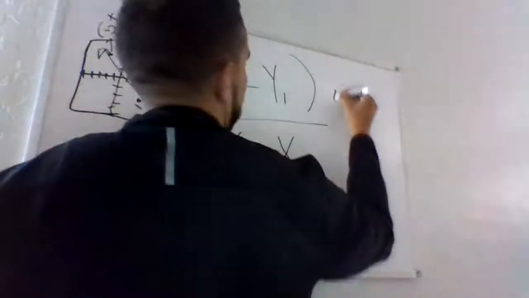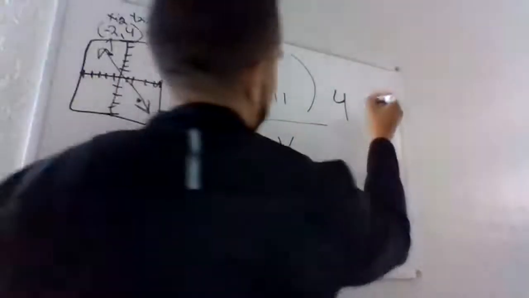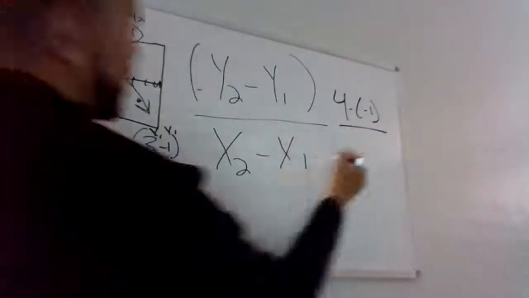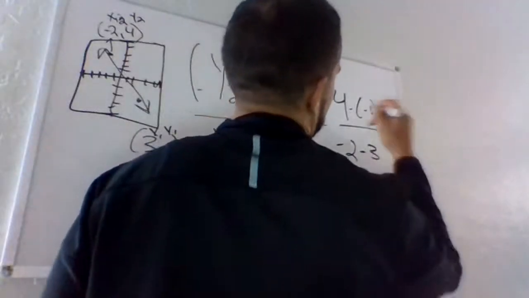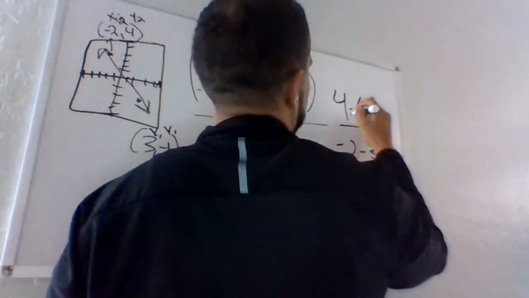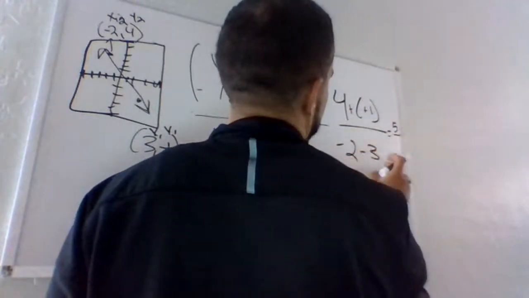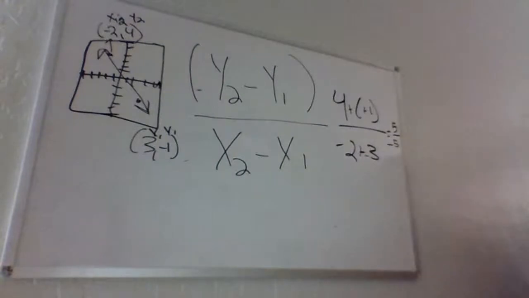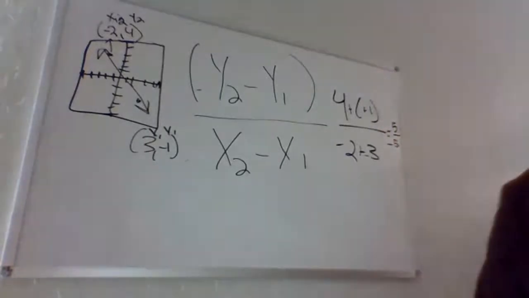So y2, which is 4, subtracted by y1, which is -1. So we have x2, which is -2, subtracted by x1, which is 3. So 4 minus -1, keep, change, 5. -2 minus 3, keep, change, -5. That would be my slope. I'm going to fall 5, run 5. Rise 5, run 5.